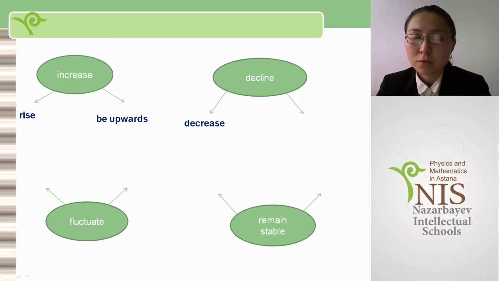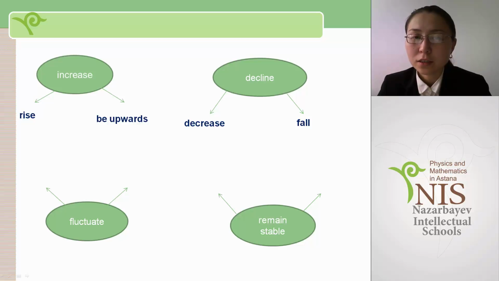The next one, decline. The same word as decline is decrease. Can you repeat? Decrease. That's great. And one more synonym, fall. Okay. Now, what about fluctuate? Increase means go up, decrease means go down. What about fluctuate? Yes, when something is not stable.